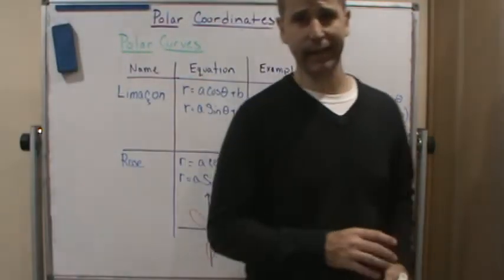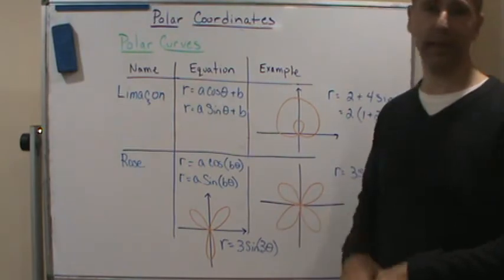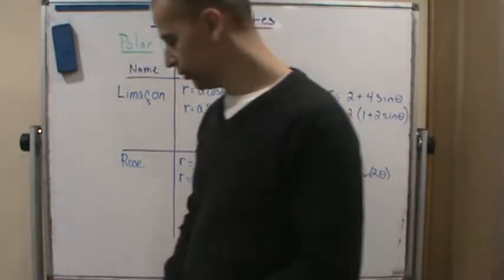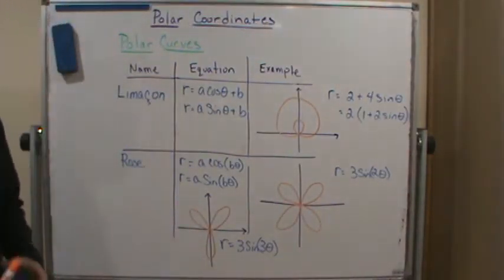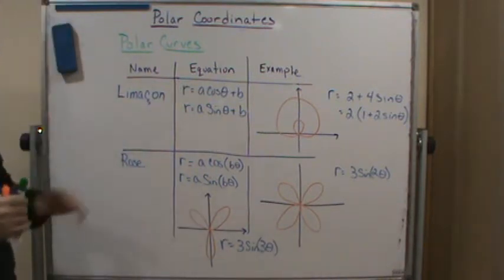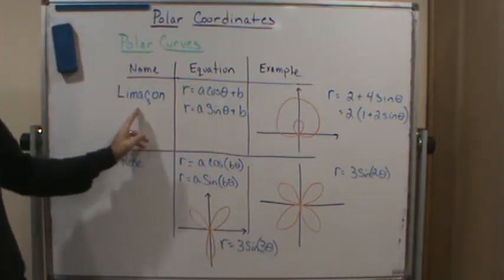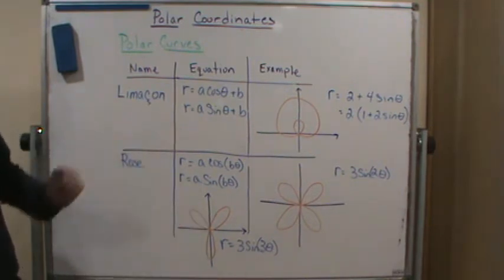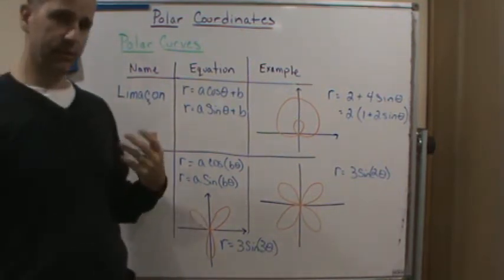Okay, so welcome back, and now in this video I'm going to introduce two more common polar curves that we're going to run into quite frequently, and we're going to study more of these and how they behave and how to understand their characteristics. So this one is called a limaçon. That's the way it's pronounced. It's limaçon.